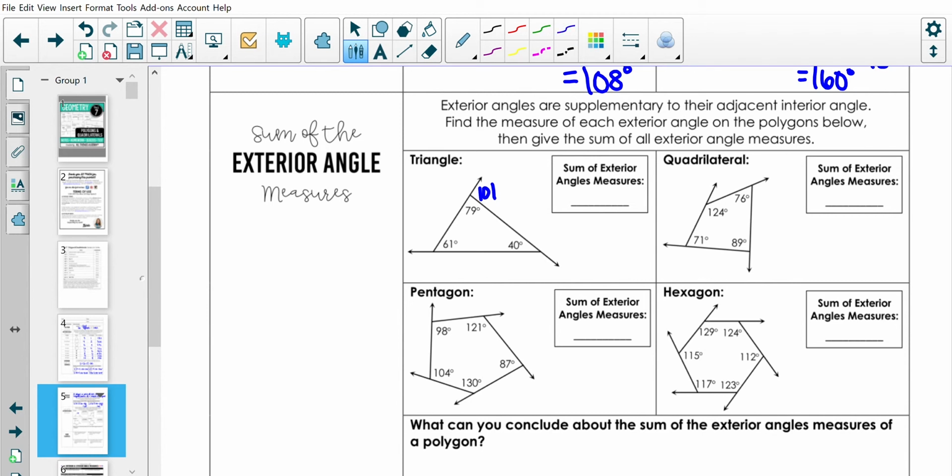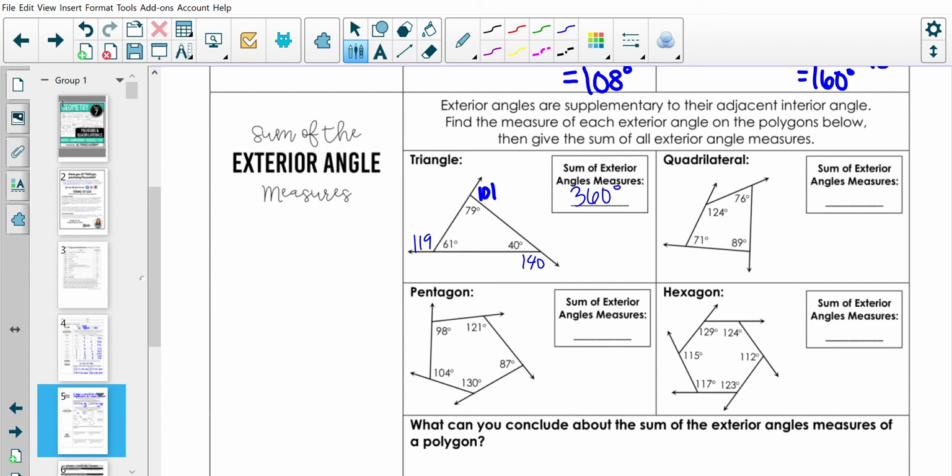Okay, what is this one going to be? No, it's 119. This one? 140. Okay, and when I add them all up, I get 360.